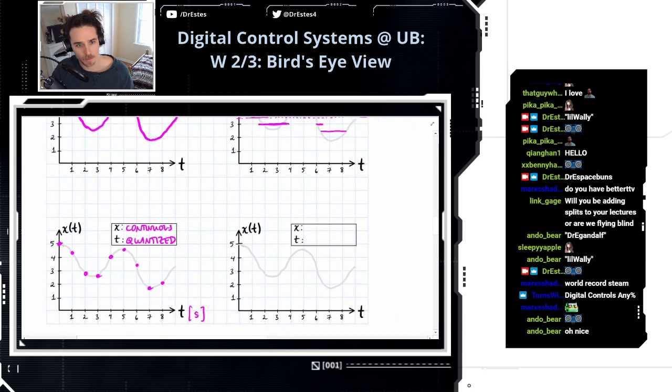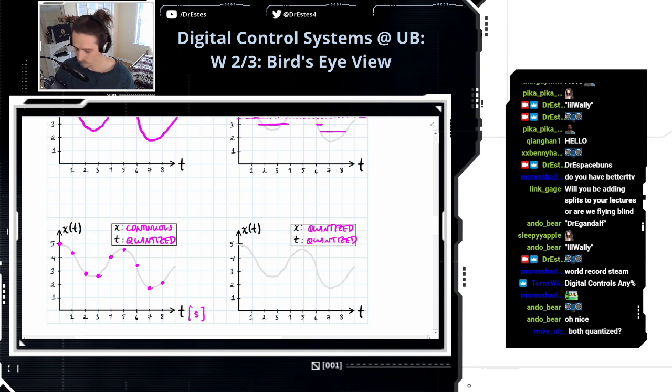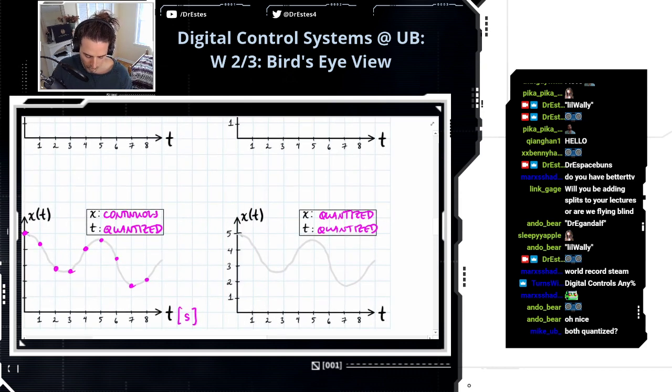Now, this last example is what we deal with in digital control systems, where x is quantized. It can only take a set number of values, and also t is quantized. So let's do that. This will be a little trickier. Okay, so it starts at 5, so we grab that point. And then at 1 second, we grab our next value. And it looks like at 1 second, it's actually closer to 4 than it is to 5. So we would just put this at 4. And then at 2 seconds, we're going to grab another value. This is closest to 3, so it'll go to 3.